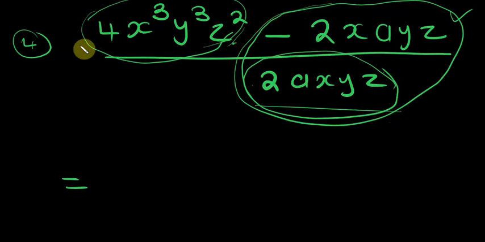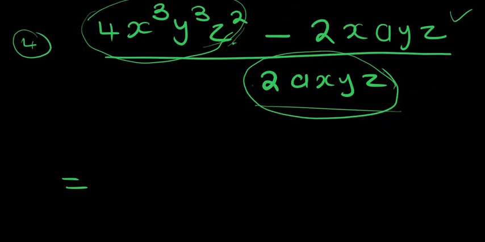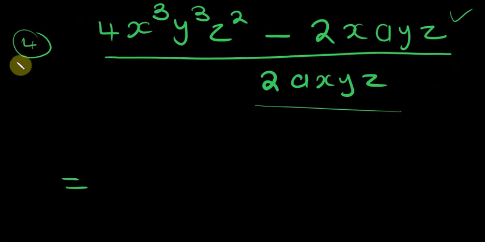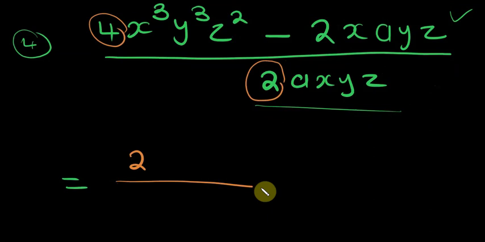Okay, so this is what I'm saying. Let's work it out now. So in this case, we'll say, okay, how many times does 2 go into 4? Well, it goes into 4 2 times.